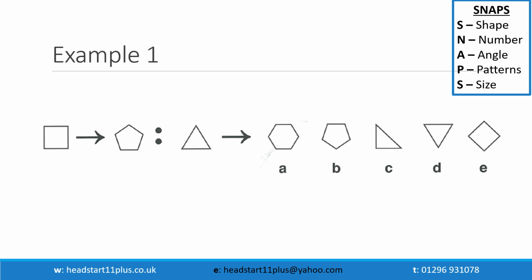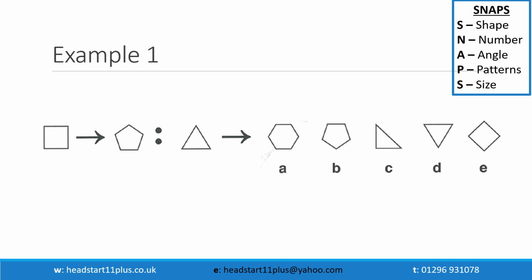Okay, so first example. We've got the snaps in the corner, just as a reminder: shape, number, angle, pattern and size, so we know what we've got to look through. Now this one, I don't need to talk you through the elimination method here. I know we've said the elimination method is vitally important to all of the questions, and you can utilize it in these questions. I'll show you how moving forward. But for this one, we actually don't need to because the answer is quite simple.